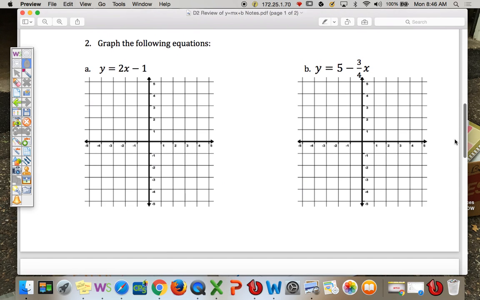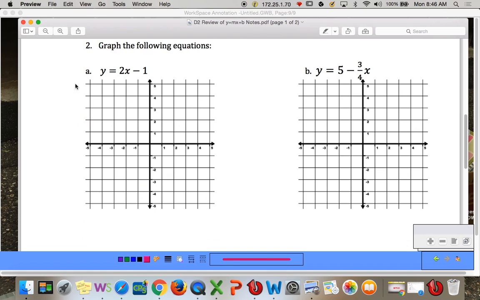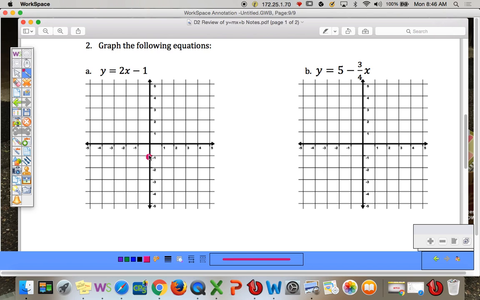Okay. Graph each of the following. So start with the y-intercept, the number by itself, which here is -1. Slope is 2, so go up 2 over 1, up 2 over 1, and always go to the right when you're graphing. And here's what our line would look like. Let's draw that better. Okay, there we go.